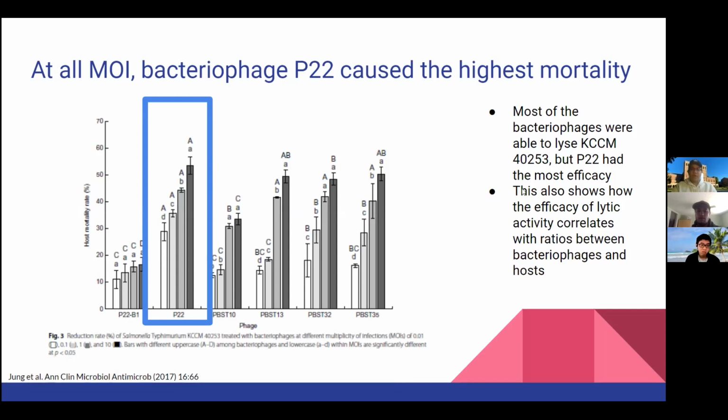This could show that PT2 could be a good candidate in dealing with Salmonella bacteria infections, and also shows that the efficacy of lytic activity correlates with the ratio of bacteriophages to hosts, meaning that the more bacteriophages that are present, the more likely the bacterial hosts are to be lysed.